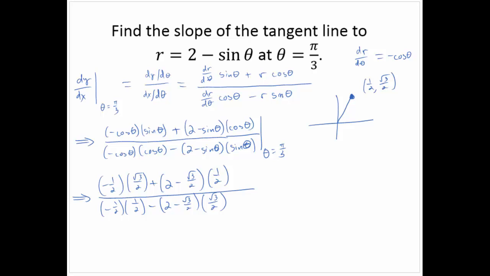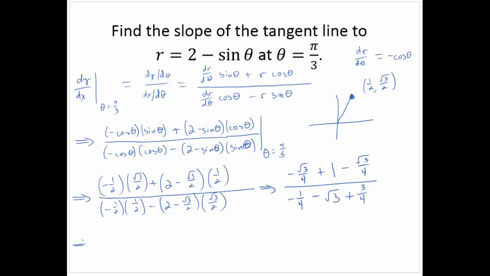All right, so we've got a lot of terms here. Let's start simplifying. Negative 1/2 times root 3 over 2 is negative root 3 over 4. Plus a half times 2 is 1. Minus a half times root 3 over 2, so that's minus root 3 over 4. Denominator: negative 1/2 times 1/2 is negative 1/4. Minus 2 times root 3 over 2, so that's minus a root 3. Minus minus, so that's a plus. Root 3 times root 3 is 3, 2 times 2 is 4, so 3 over 4.